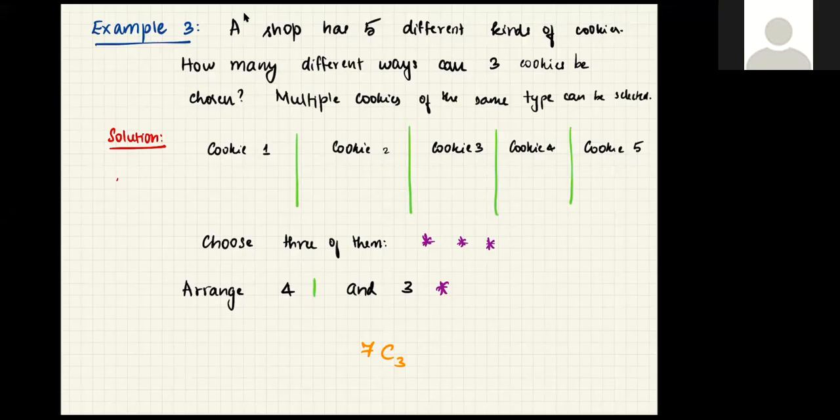No, sir, actually here I am thinking the result would be 7C2. Okay, why? 5 different kinds of cookies are there. Sir, I thought that the 5 cookies are of similar kind. No, no, no. 5 different kinds of cookies.